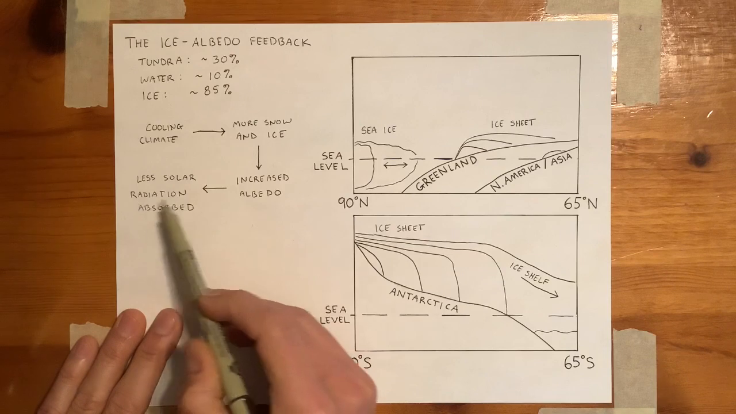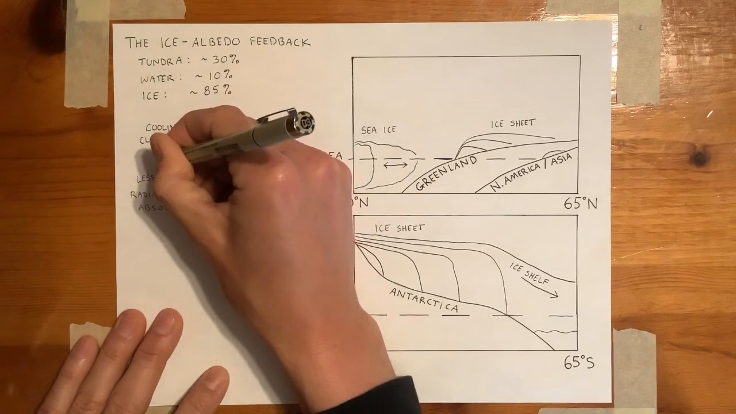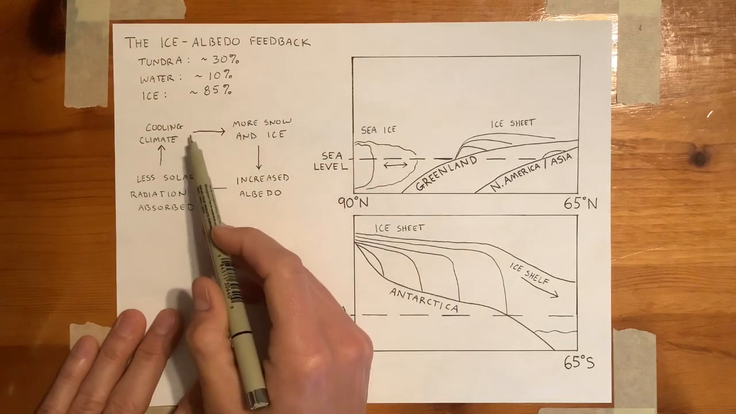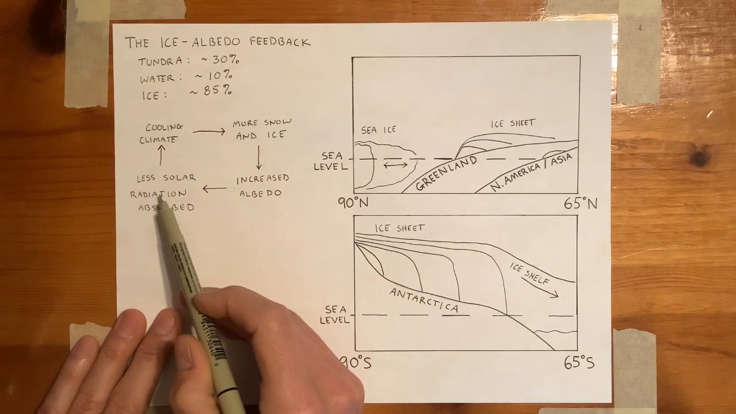That less solar radiation is being absorbed, right? More is being reflected. That causes the climate to cool even further. Okay, so the climate keeps cooling further. That makes more snow and ice. The albedo gets even higher. Less and less radiation is absorbed, right?